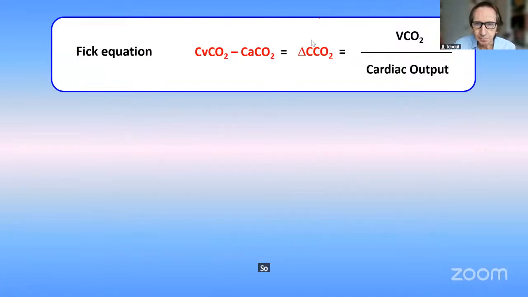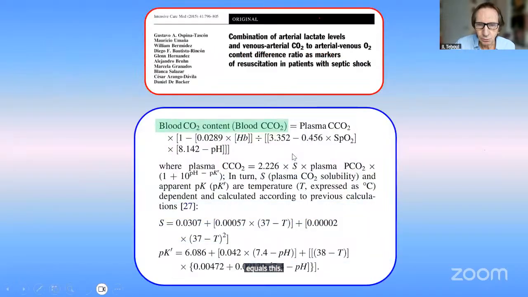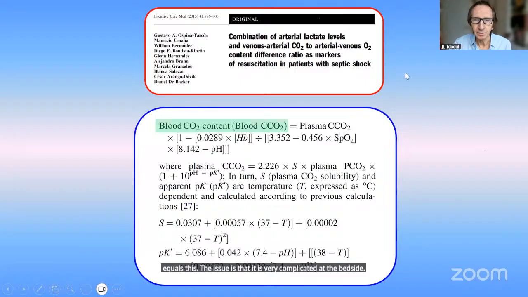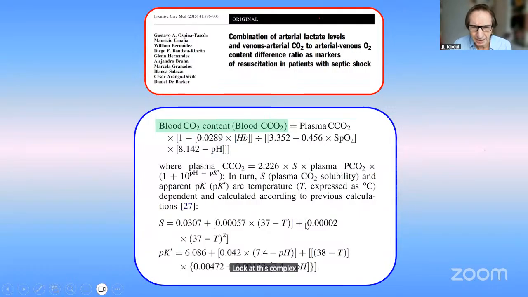So we can say that the CO2 gap for the content equals this. The issue is that it is very complicated at the bedside to obtain CO2 content. For example, this is a formula which is proposed for blood CO2 content, for the arterial blood or for the mixed venous blood. Look at this complex and too complicated equation, so it is not feasible at the bedside.